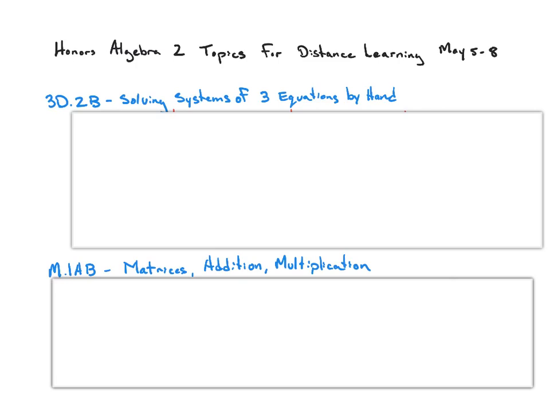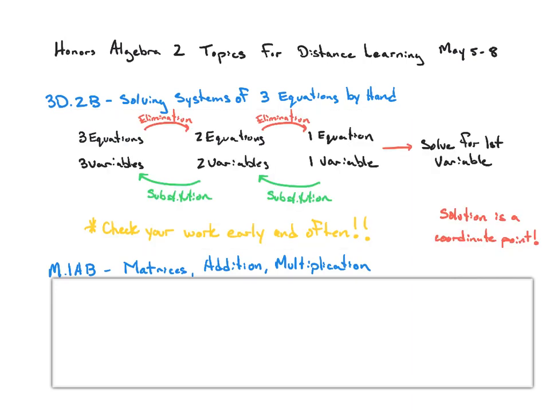We're going to start at 3D.2B, which is solving a system of three equations by hand. And then we're also going to be talking about matrices, a brand new topic for us. So let's take a look at those systems of equations by hand. This is just the general gist of what we're going to do.